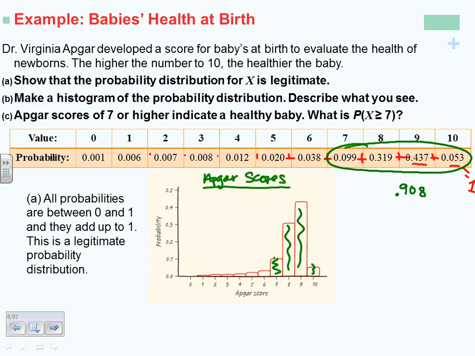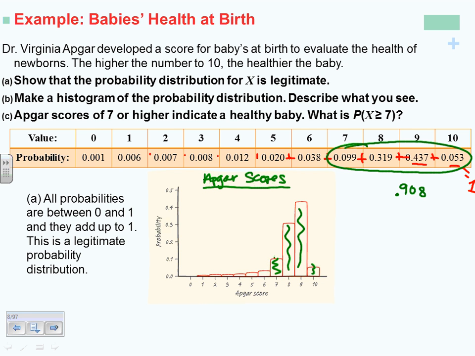So what does that tell us? That we have a really high probability of having a healthy baby. So about 91% or better are healthy babies. And I just looked at B. I forgot to describe what we saw. So what did we see here in B with this distribution going on?